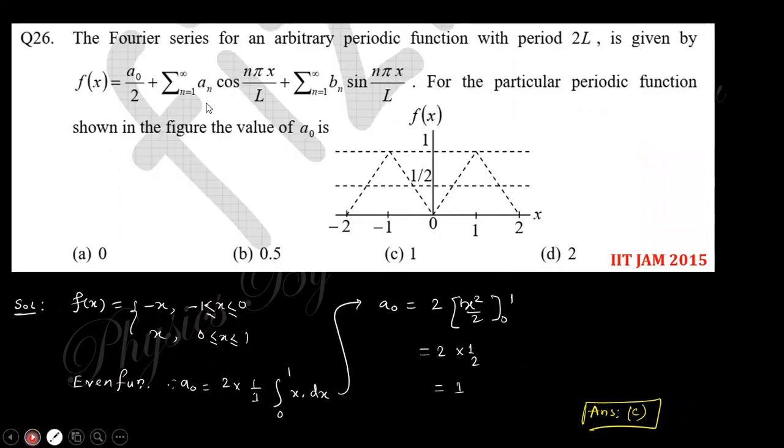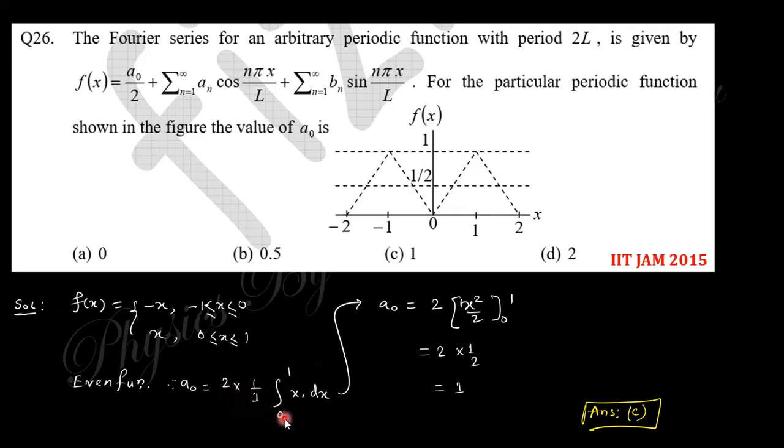Next question. The Fourier series for the arbitrary periodic function is given by like that. So this is the Fourier series given for the particular periodic function, so find out the value of a0. You can see here, this is a symmetric function. For -1 to 0, this is minus x, and for 0 to 1, this is x. So this is a symmetric function, that means an even function, so a0 is not equal to 0.